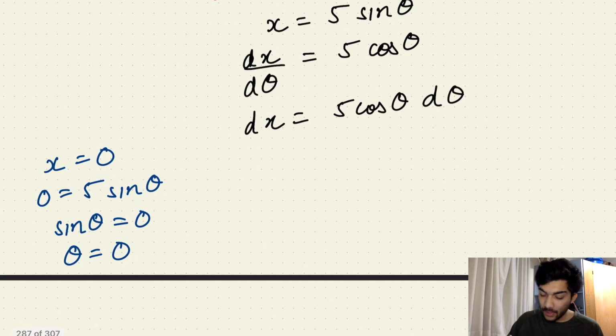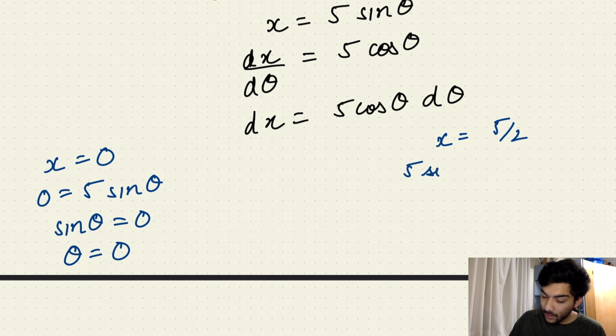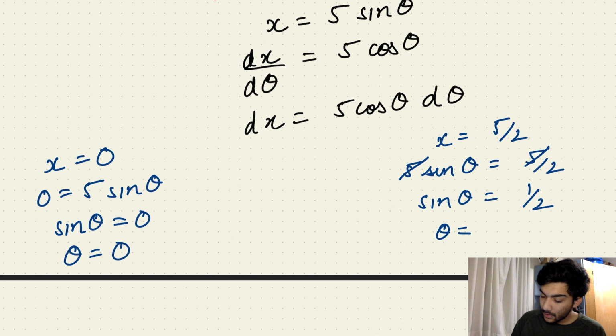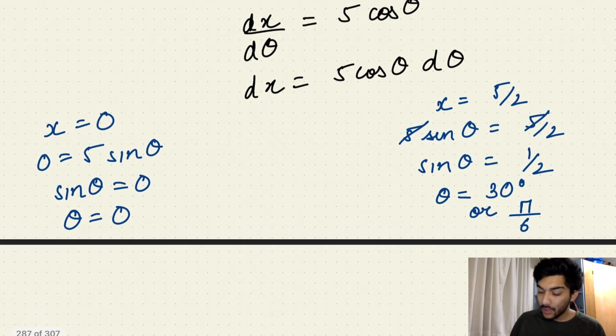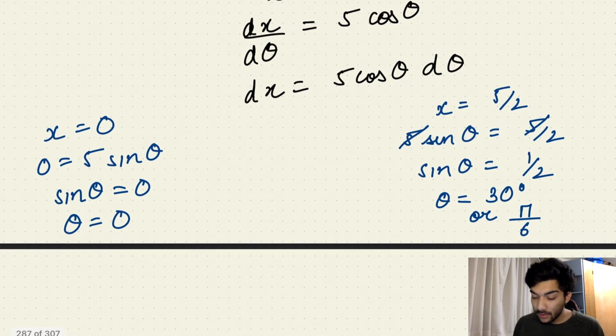And similarly, when our x is 5 by 2, which is our upper endpoint, we can write 5 sine theta as 5 by 2. So this 5 will cancel out. Sine theta equals 1 by 2. So theta would be 30 degrees, or you can write this simply as pi by 6, because we know that sine of 30 degrees is 1/2.